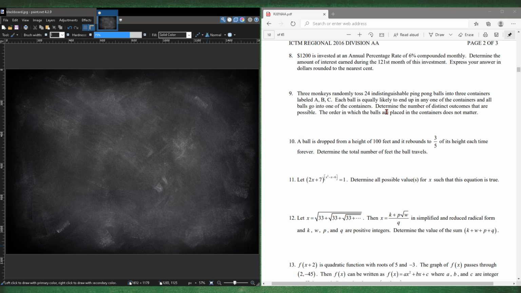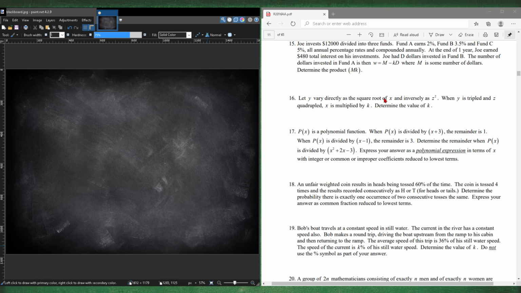Okay, now let's go with number 17. P of x is a polynomial function where when p of x is divided by x plus 3, the remainder is 1. So we kind of write it in the remainder form, basically. We have some kind of coefficient, let's call it a, times x plus 3 plus our remainder. So our remainder is 1. And when p of x is divided by x minus 1, let's call that b, x minus 1, the remainder is 3, so plus 3.